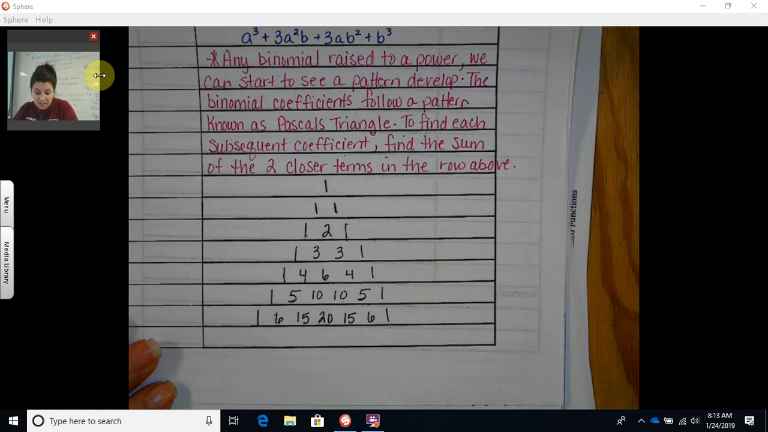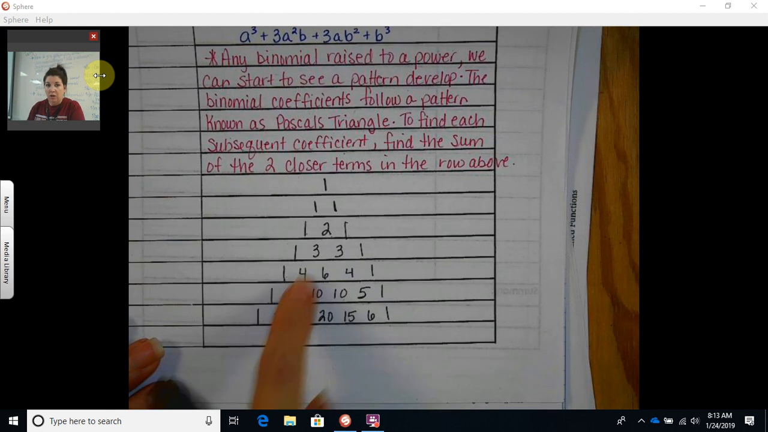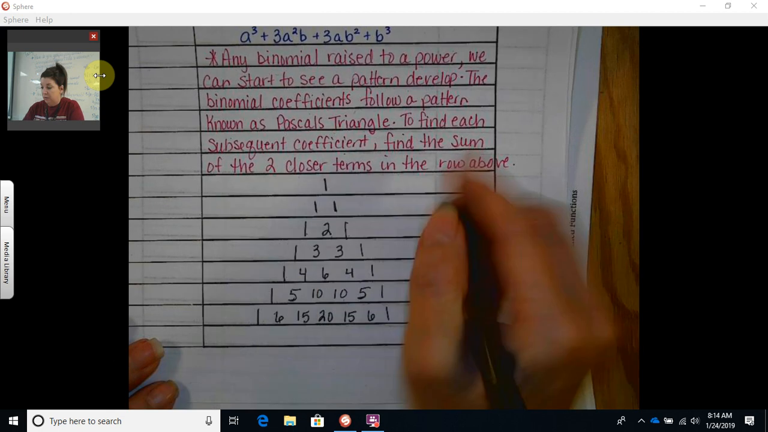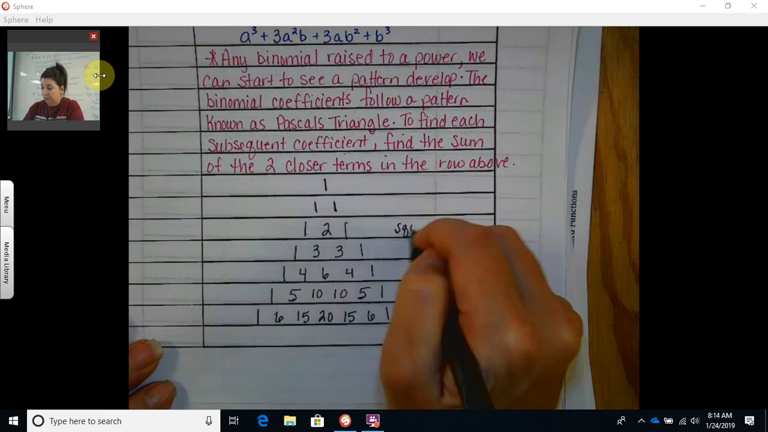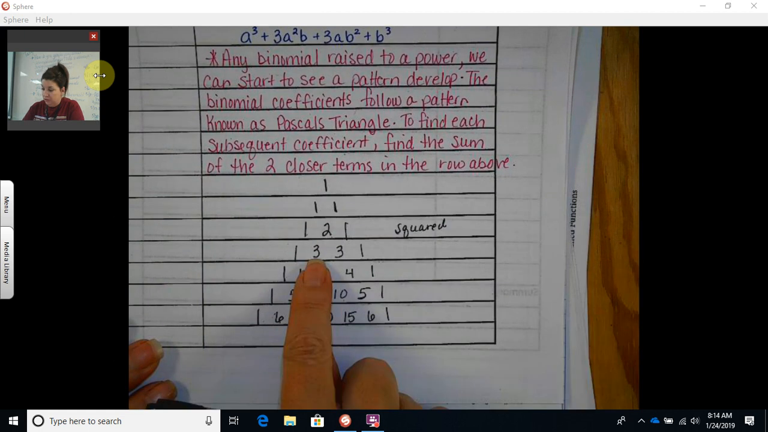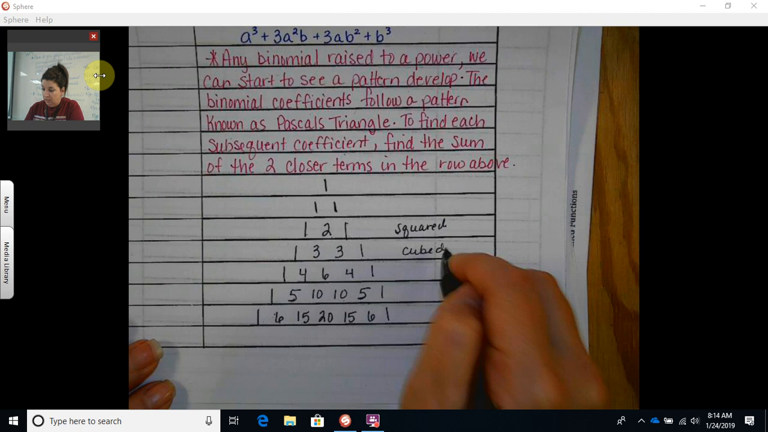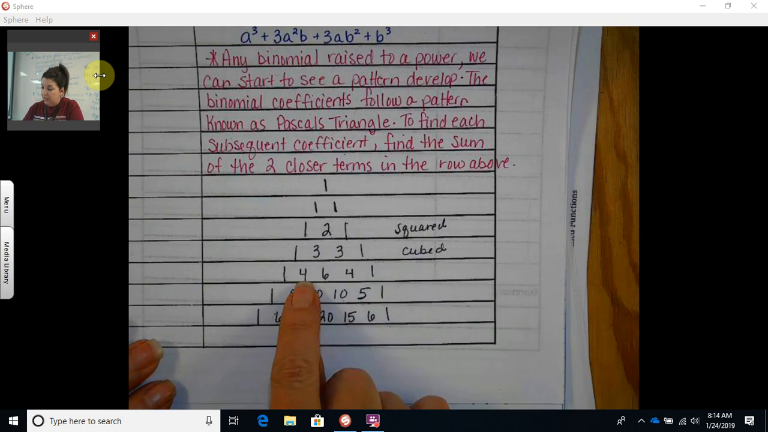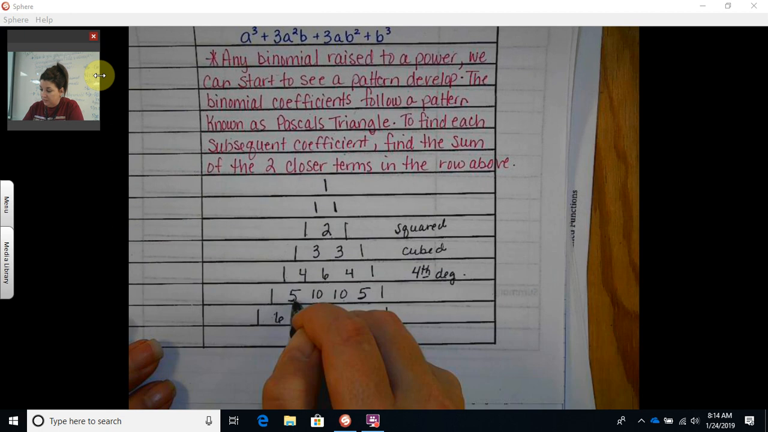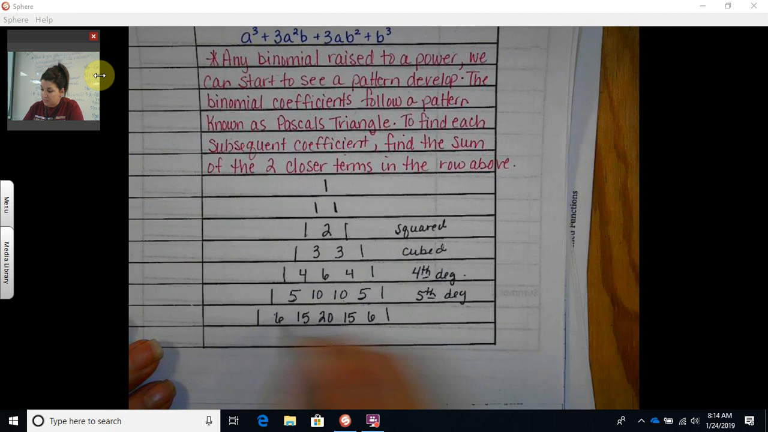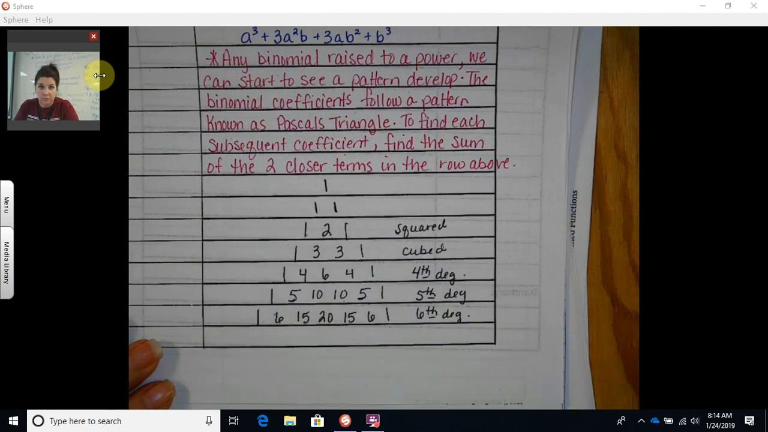Okay? This is the pattern that you're going to use for the coefficients when you're raising a binomial to a power. So, notice this column right here, I've got 2, 3, 4, 5, 6. See how that works? This is the row you would use if your binomial is being squared. This is the row that you would use if your binomial is being cubed. This is the row you would use if your binomial is being raised to the 4th degree. This one is to the 5th degree. This one is to the 6th degree. These are the coefficients of each term.